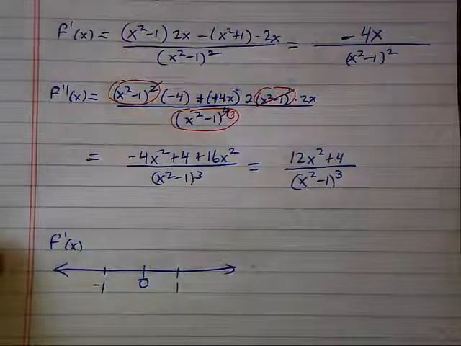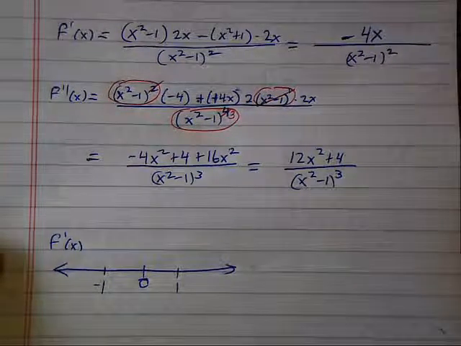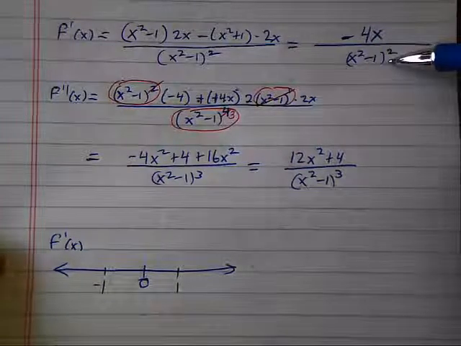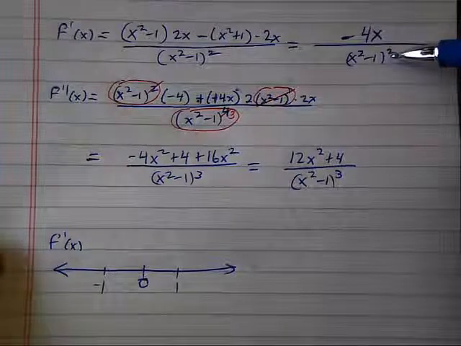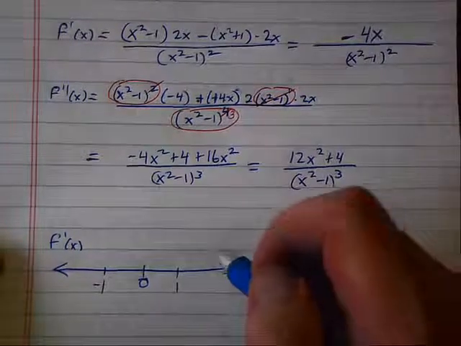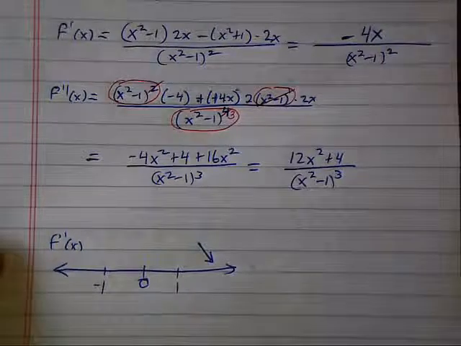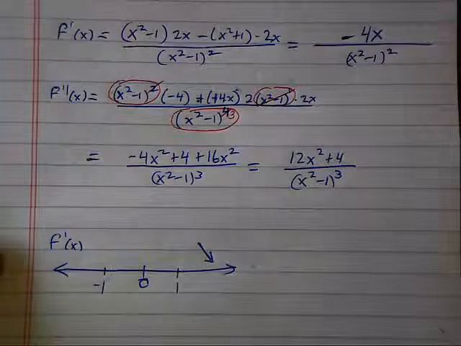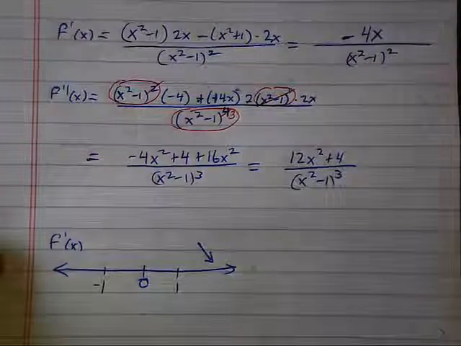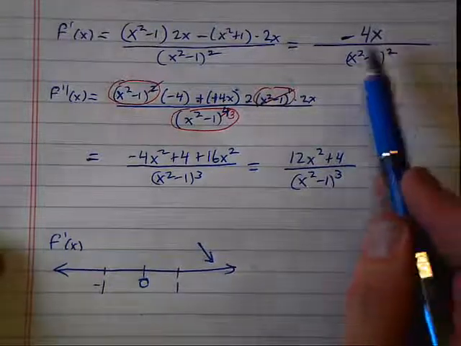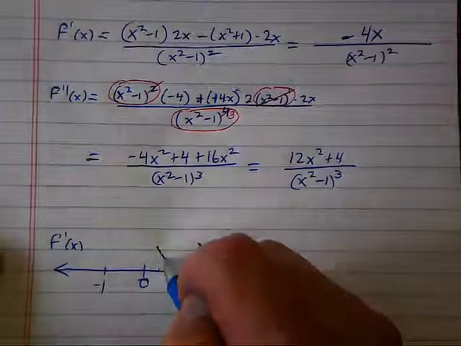What's your favorite number bigger than 1? 2. If I plug 2 in, I get negative 8 over something positive because the bottom has a square in it. It's always positive. Negative 8 over positive is a negative number, decreasing. Favorite number between 0 and 1? A half would work. Negative 4 times a half is going to be negative. The bottom is always positive. Negative over positive is still negative.